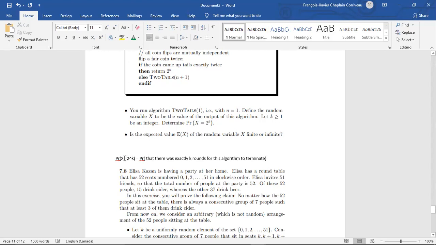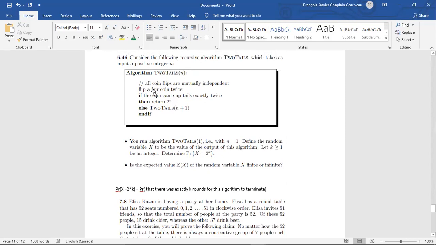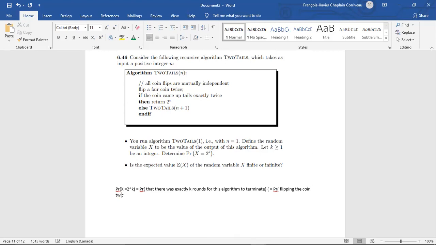Right? If x was equal to 2^k, it means that we flip the coin twice k times. Another way, and you could have said that, right? It means it's the probability of flipping the coin twice k times. You could also say that. Maybe I can write it. So which is the probability of flipping the coin twice exactly k times.